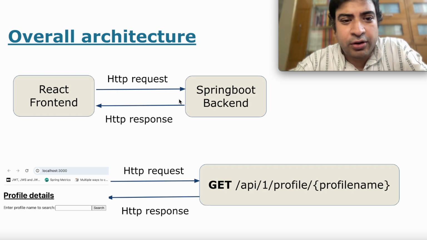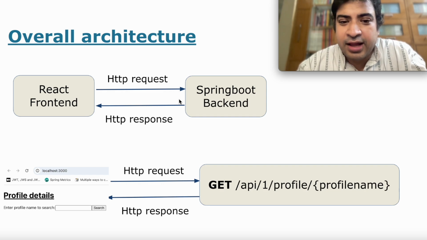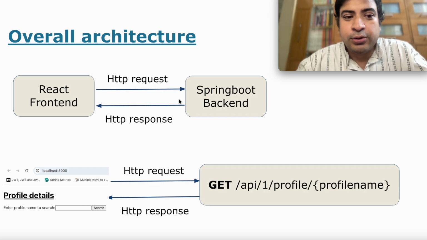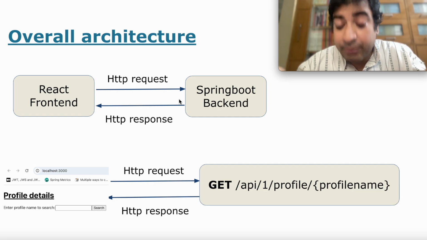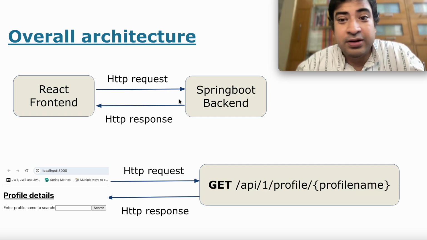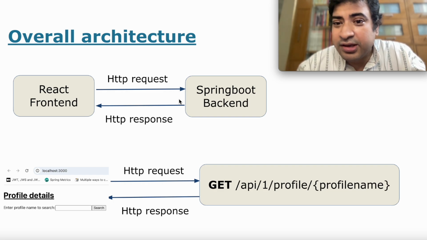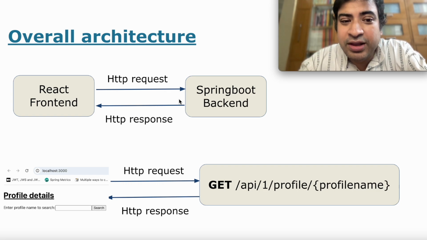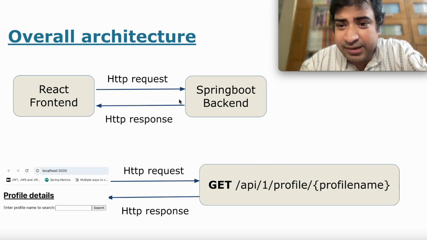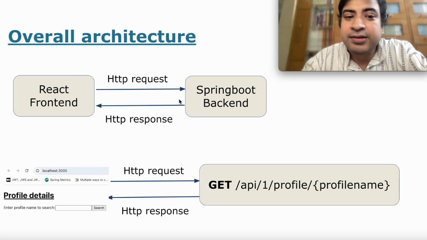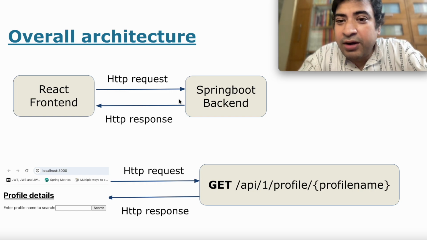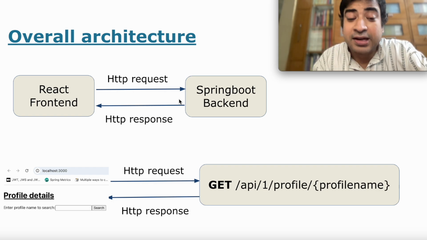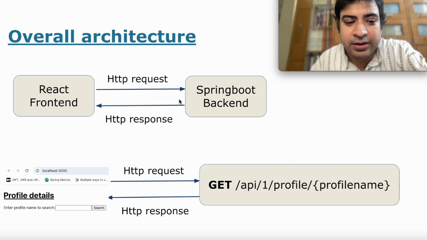So the overall architecture of the full stack application that we are building is React at the front end and Spring Boot at the back end. React and Spring Boot can run on different servers on different machines in the cloud, but for this demo I'm showing them running on the same laptop but on different ports, and they interact with each other using HTTP. The React front end sends an HTTP request, and the Spring Boot backend receives the request and sends the HTTP response back to the React front end.